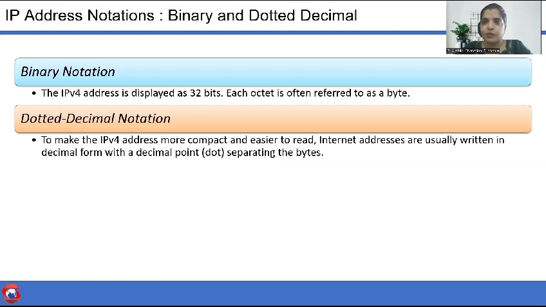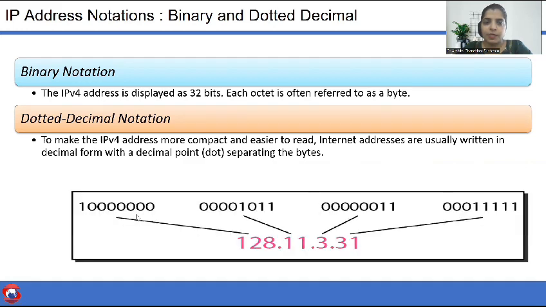There are two notations of IP address. One is binary notation, another is dotted decimal notation. When the IP address is represented as a combination of ones and zeros in the 32-bit format, it is called binary notation. When the IP address is represented in the form of decimal numbers, each octet is separated with a dot. That's why it's dotted decimal notation. It's easier for humans to read.